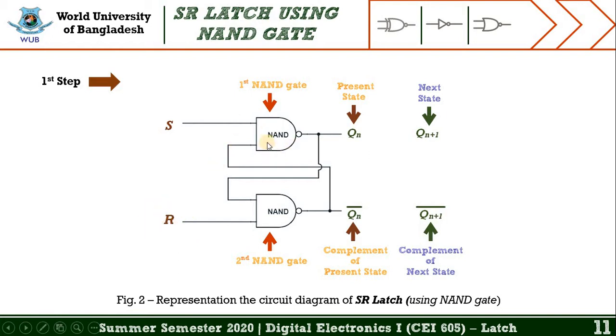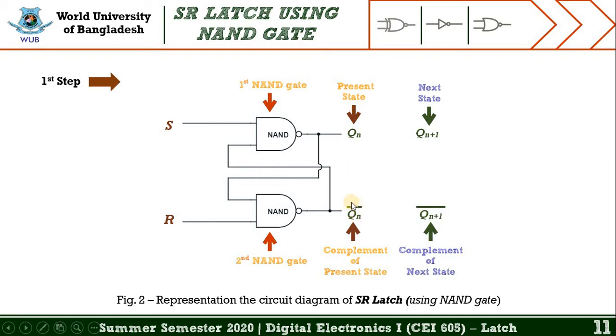And in the middle section, you may find there are two NAND gates. One is the upper NAND gate and another one is the lower NAND gate. And after the NAND gates, you may find there are two outputs. One is symbolized QN, which is named the present state.